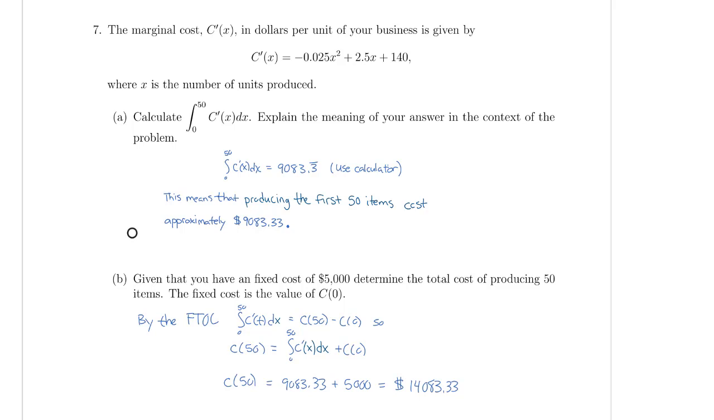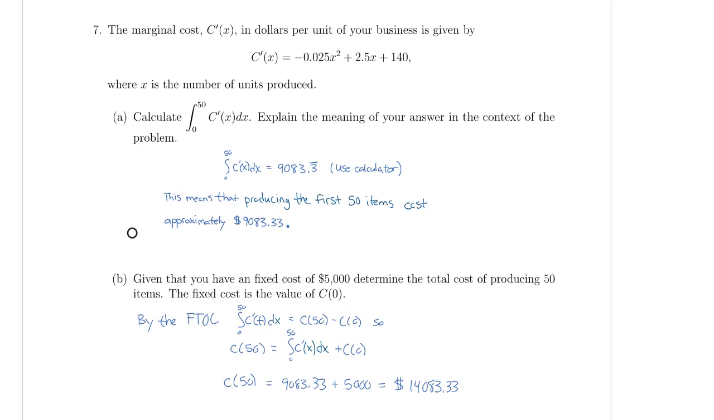So the units of C prime are dollars per unit, where x is the number of units produced. So always multiply your units. If you're integrating, multiply the units of the axes, and that will give you the units of the answer. So this 9,083 and a third that we found is a change in dollars, so an increase of about $9,083. So just explain, and that's it for that problem.